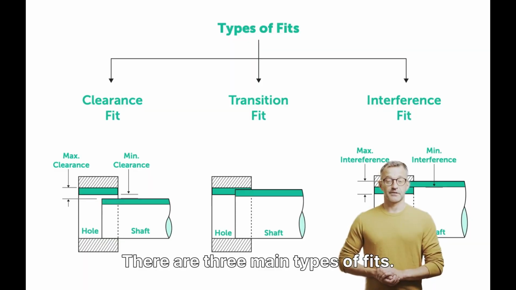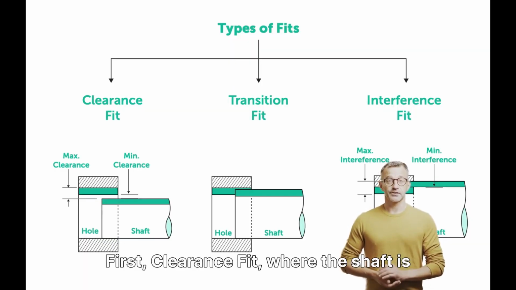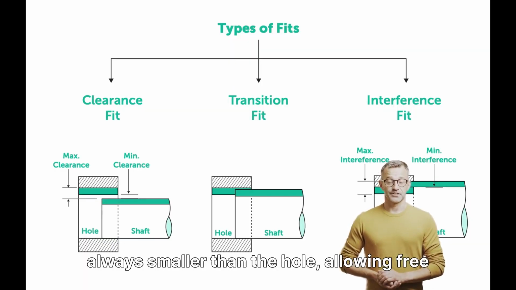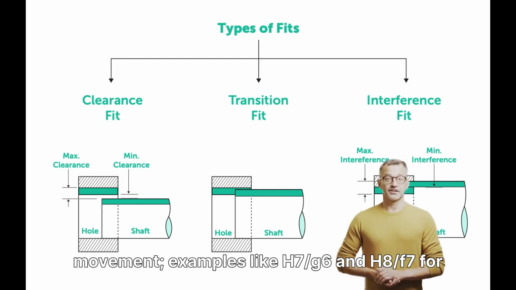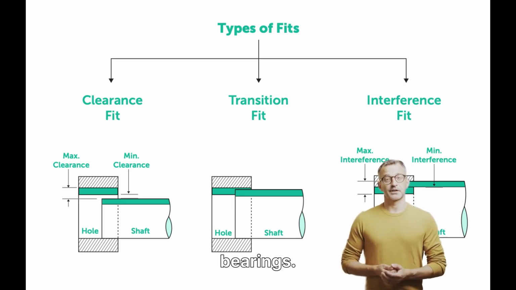There are three main types of fits. First, clearance fit, where the shaft is always smaller than the hole, allowing free movement. Examples like H7/G6 and H8/F7 for bearings.